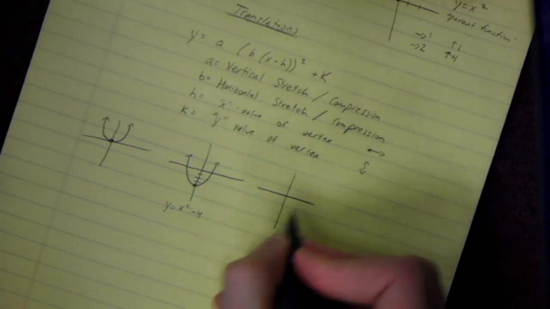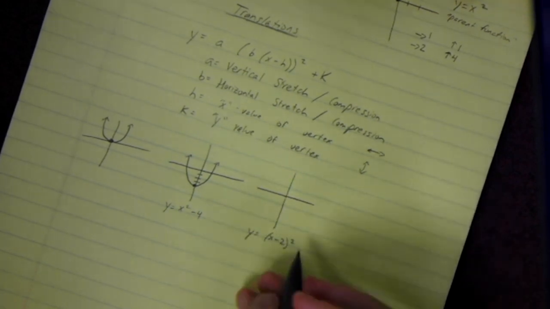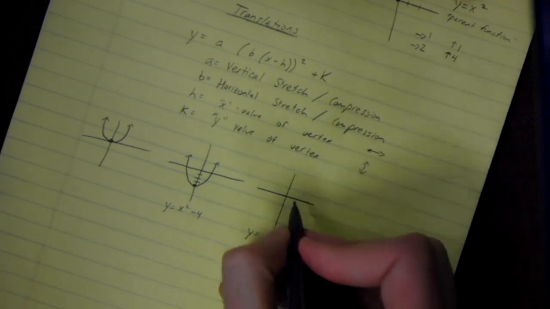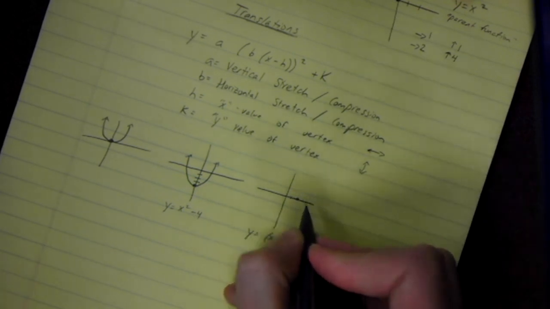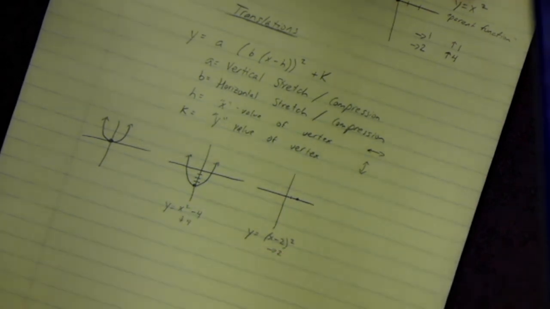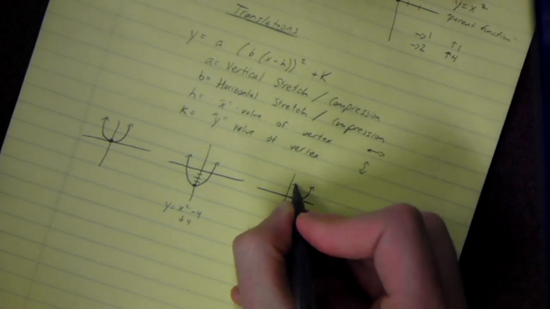Or if you had y equals x minus 2 squared, well here the 2 is on the inside. Notice it's a negative, meaning that your vertex, the x value, would be at positive 2. In other words, this is shifting your graph to the right 2. Whereas this was going down 4. So you shift your graph over 2 and then make your parabola.